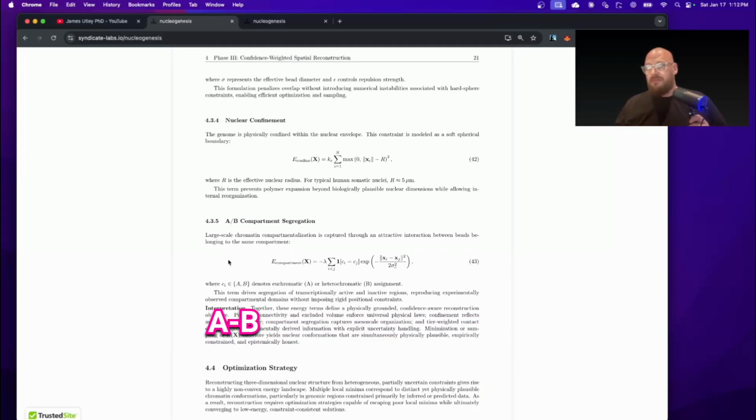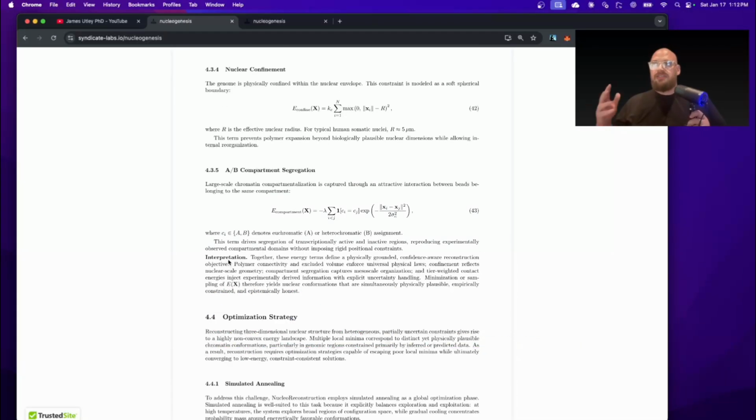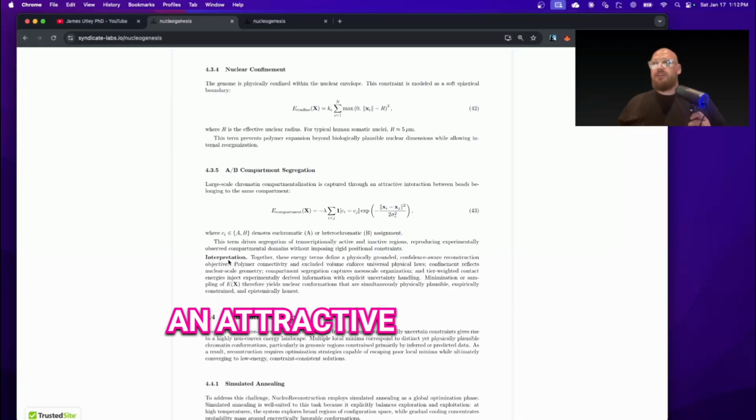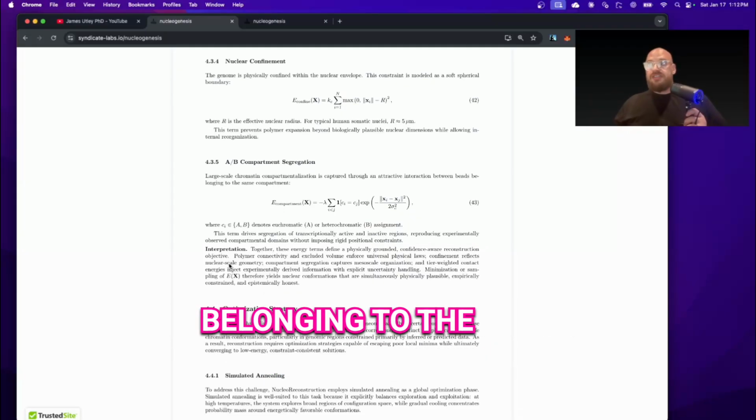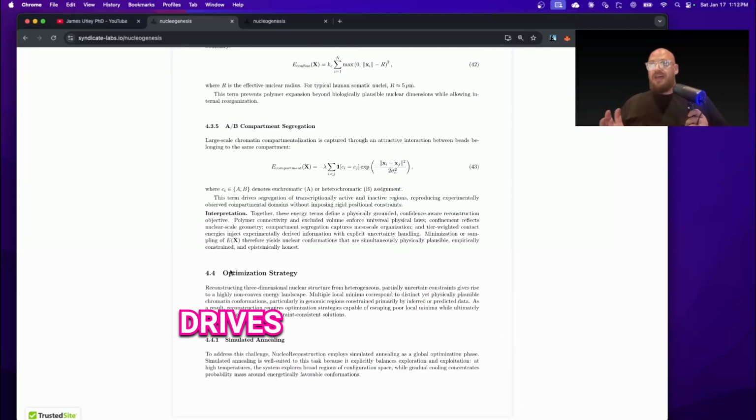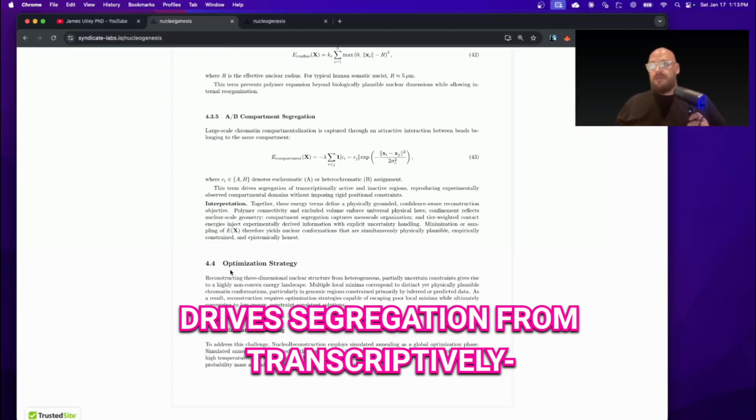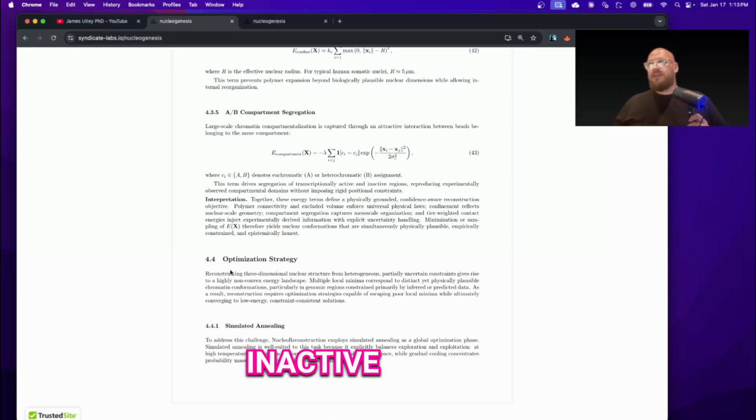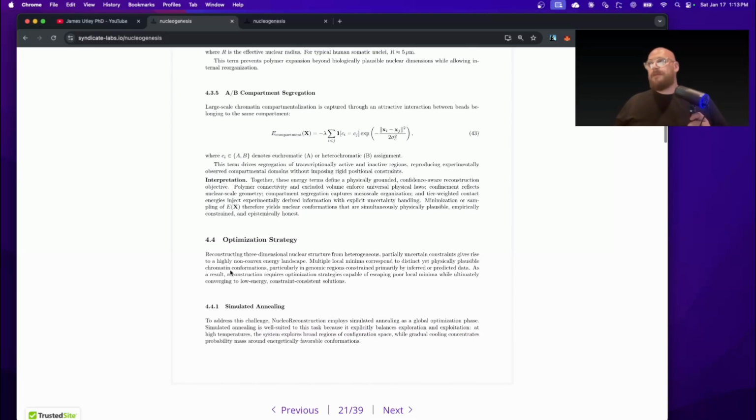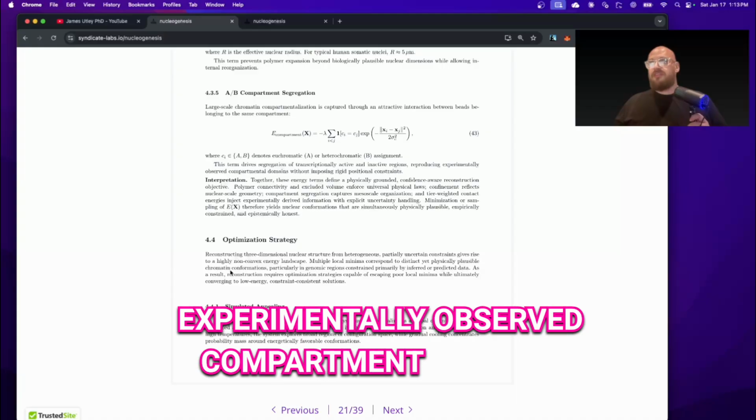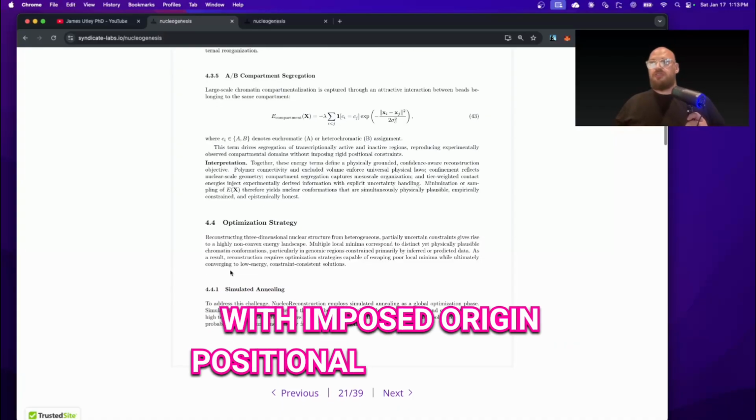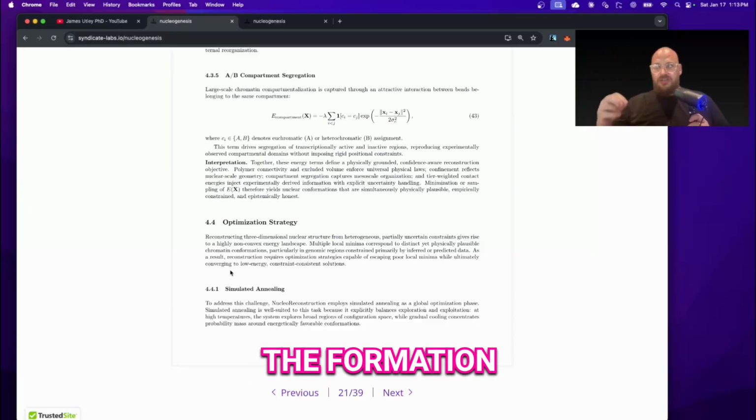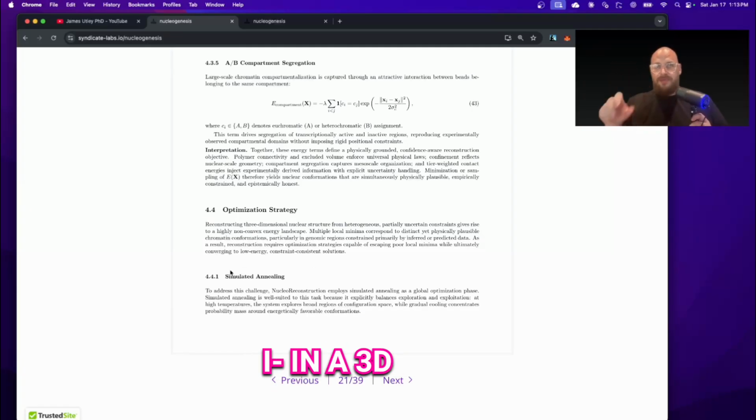So now we have AB compartment segregation. That's large scale chromatin compartmentalization and is captured through an attractive interaction between beads belonging to the same compartment. This term drives segregation from the transcriptome and active and inactive regions, reproducing experimentally observed compartment domains with imposed region positional constraints. Really, what that means is just building it will build the formation, right? So you can see it in a 3D model. That's what it's really saying.